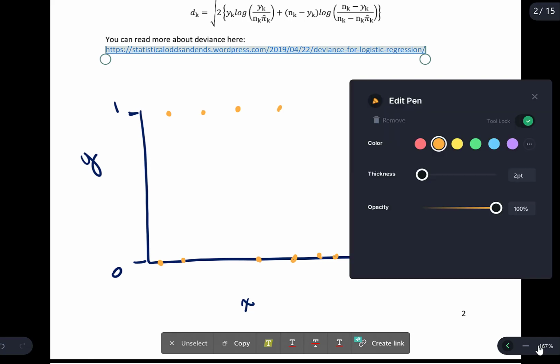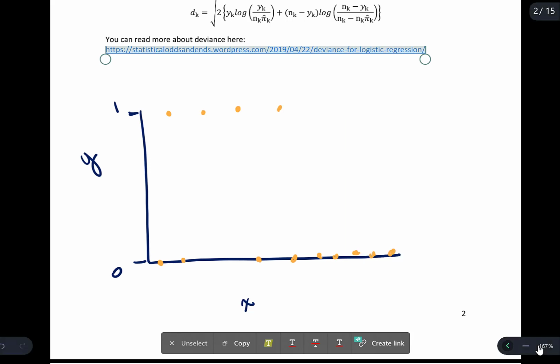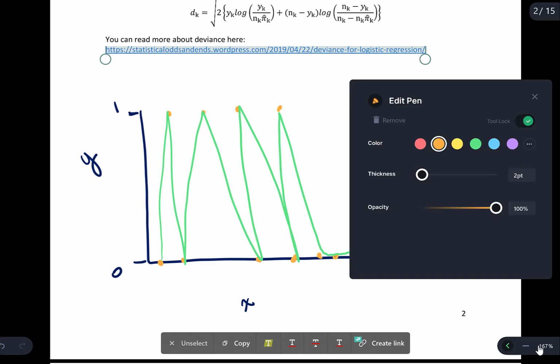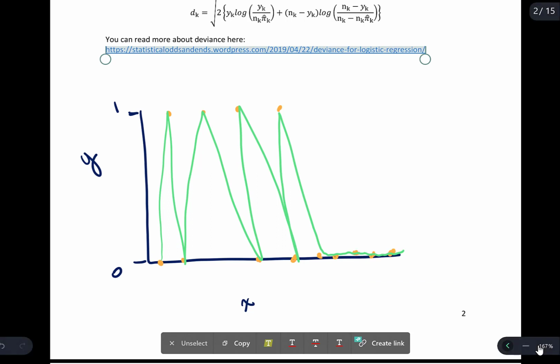Now, when we talk about a perfect model fit or a saturated model, what we really mean is we're thinking of a fit that looks like this. In other words, we're basically just following exactly what the data have. Whereas when we think of our fitted logistic regression model, we're more likely to see something like this. And so essentially what the deviance is doing is comparing the two of these, is one way to think about that.